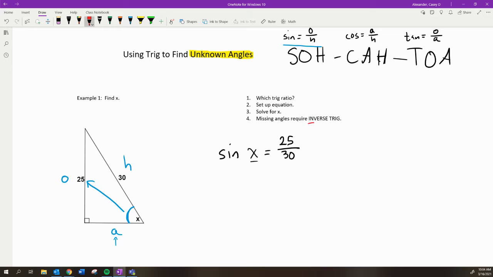The key to that is we have to use inverse trigonometry. This word inverse is very important in mathematics. Here's a couple examples up here in the corner. If I square something, x to the second power, and then the next thing I do is square root it, those are inverses because they undo each other. The square root and the second power undo each other.